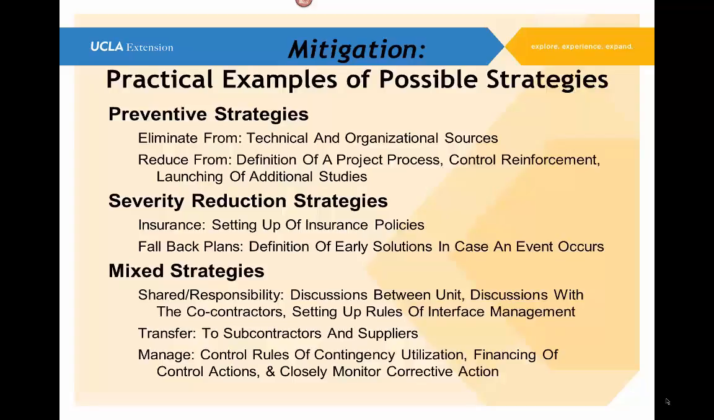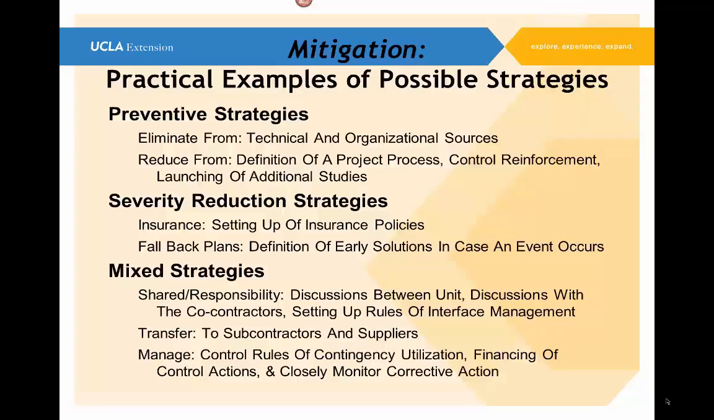Okay, insurance is a good one. Fallback plans. If you can identify solutions early enough in case an event occurs, you might be able to have that early solution in place, possibly implemented a little bit, that would make a big difference on the severity of a risk event should it occur.